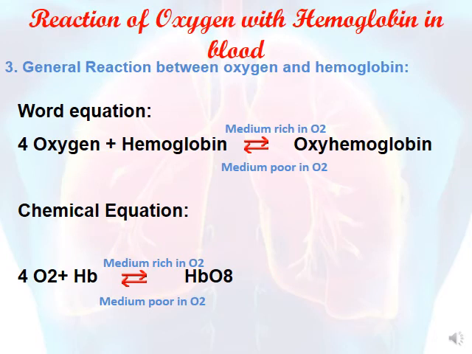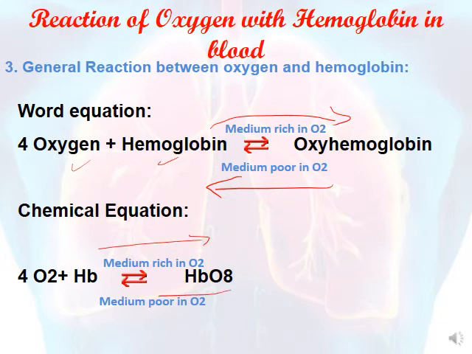General reaction, 4 oxygen plus hemoglobin. In the medium rich in oxygen, we move in this direction to give oxyhemoglobin, while in the medium poor in oxygen, we move in the opposite direction, where oxyhemoglobin gives hemoglobin plus oxygen. This is the word equation. Chemical equation, 4O2 plus Hb gives HbO8. Medium rich, we're moving in this direction. Medium poor, in the opposite one.